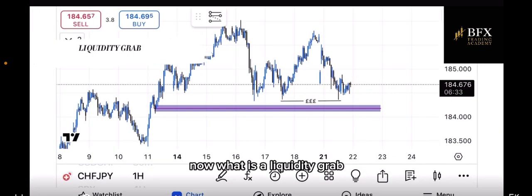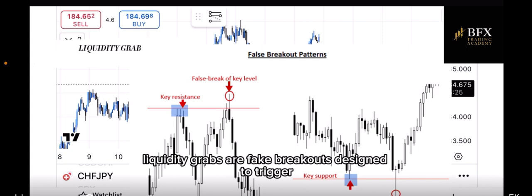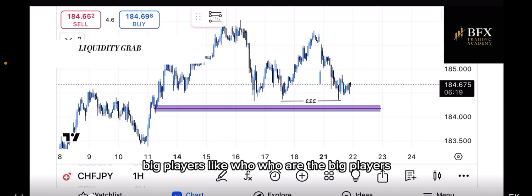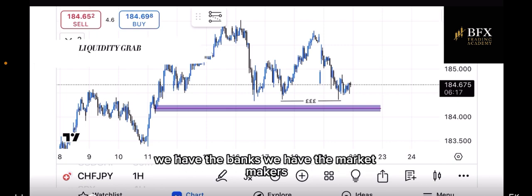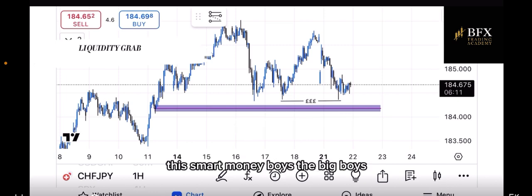Now, what is a liquidity grab? Liquidity grabs are fake breakouts designed to trigger stop losses and fill orders for the big players. Big players like who? We have the banks, the market makers, the institutions. This is smart money, the big boys.